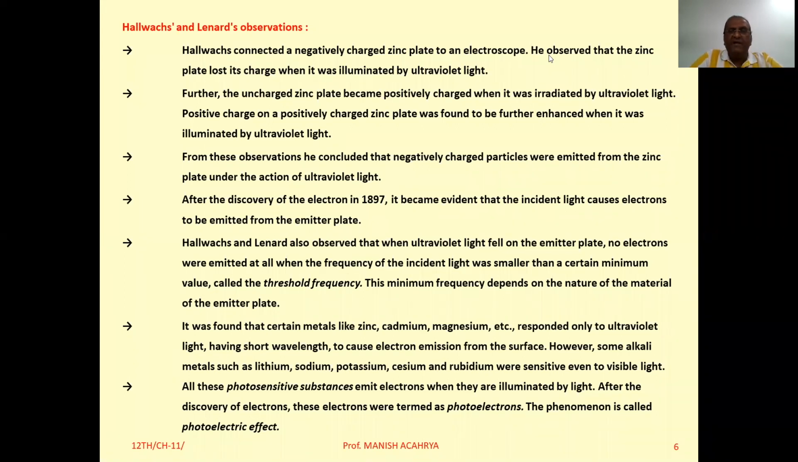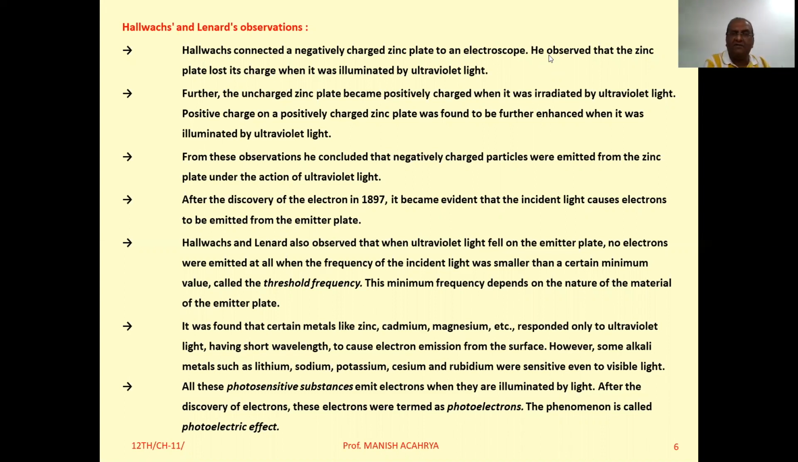Again, the experiment was repeated with a positively charged zinc plate. When the positively charged zinc plate was illuminated by ultraviolet light, they observed that it becomes more positively charged, or we can say more positive. So all these experiments lead to only one thing.